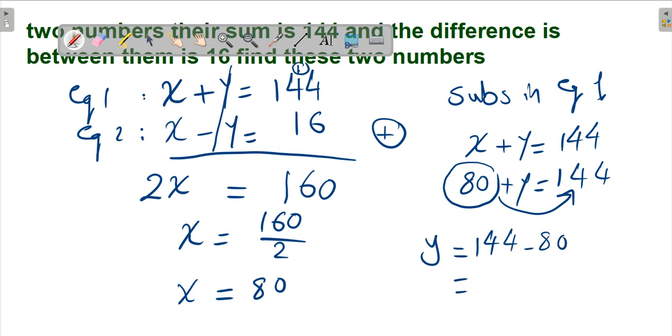Then you have, write it in a proper manner. 4 minus 0, 4. 4 minus 8, nonsense. So 4 will be 14 and 1 will be 0. Just borrow 1 from 1. 14 minus 8 is 6. So y is equal 64.